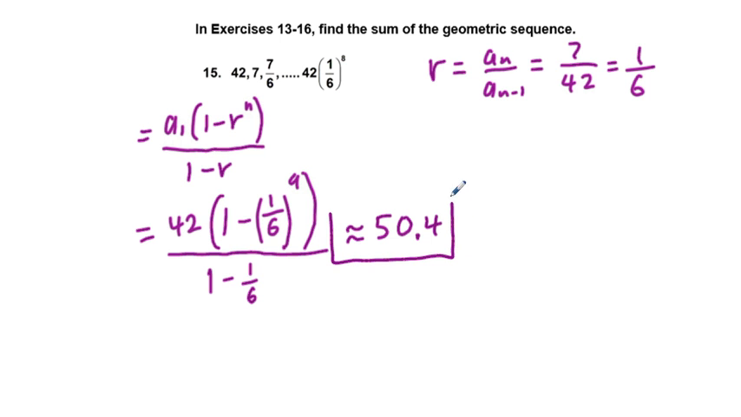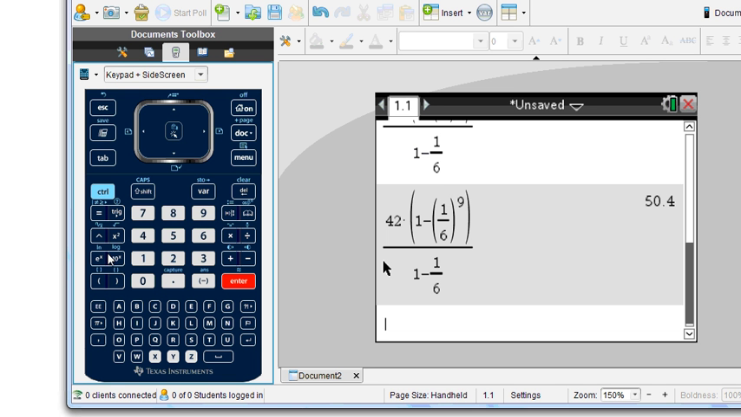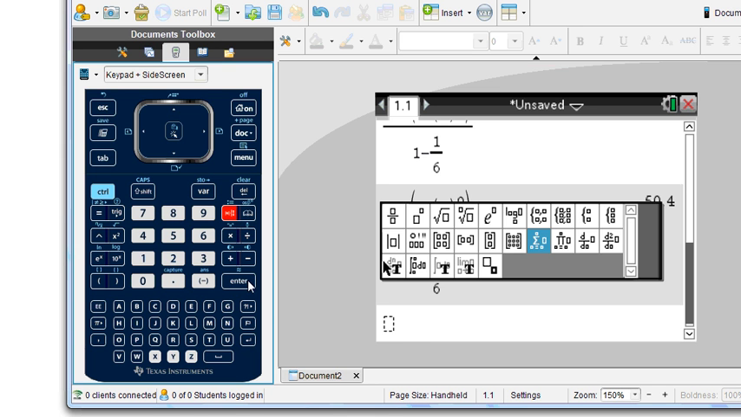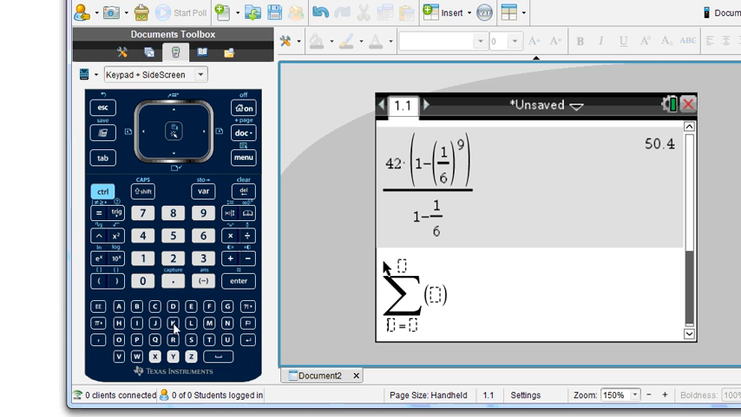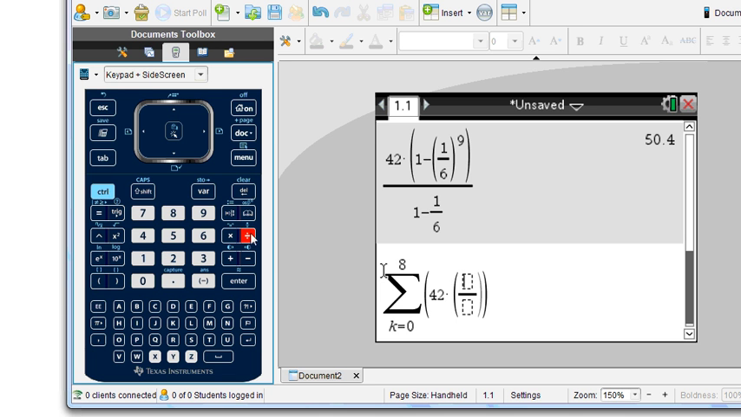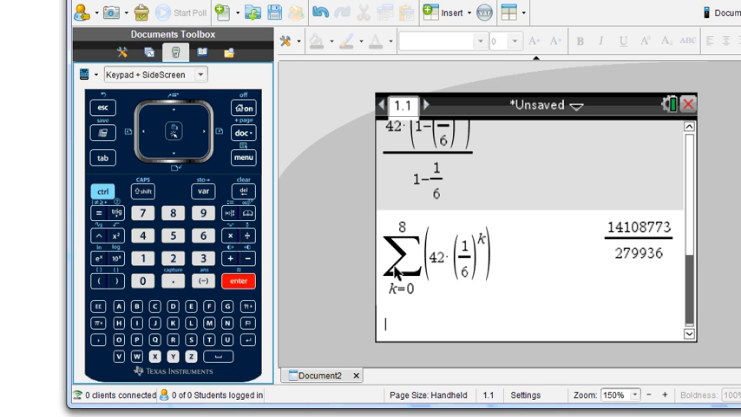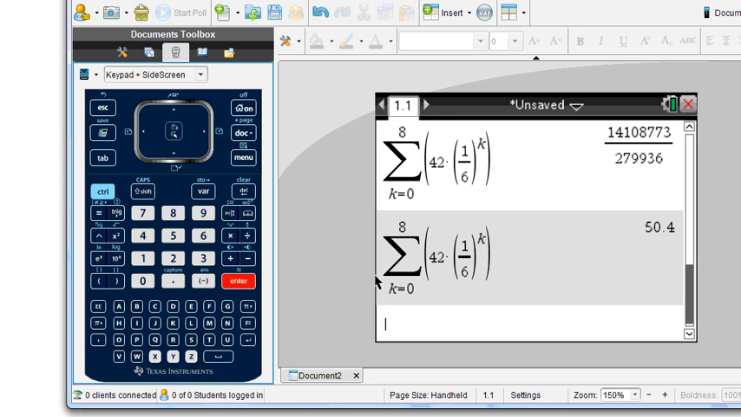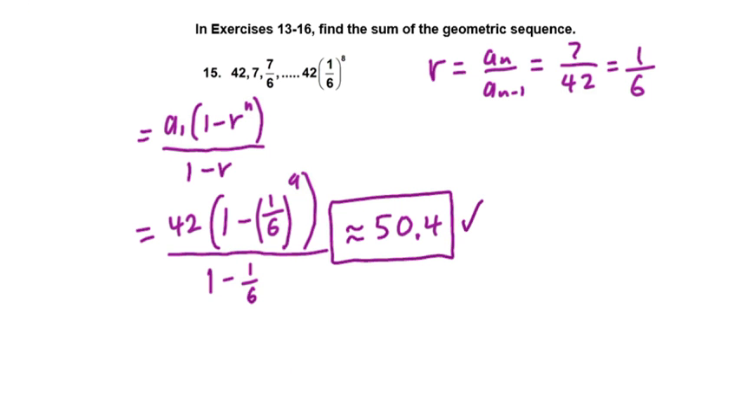So that's it. We could have used the sigma notation also, like we did in the last one. Why not? I'm just going to write it out here. I'm going to put a sigma notation here. In this case, we're going to go from k equals 0 to k equals 8. And we have 42 times 1/6 to the power of k. And we get the same thing we got earlier, which is going to be decimalized approximately 50.4. There we are. Check.